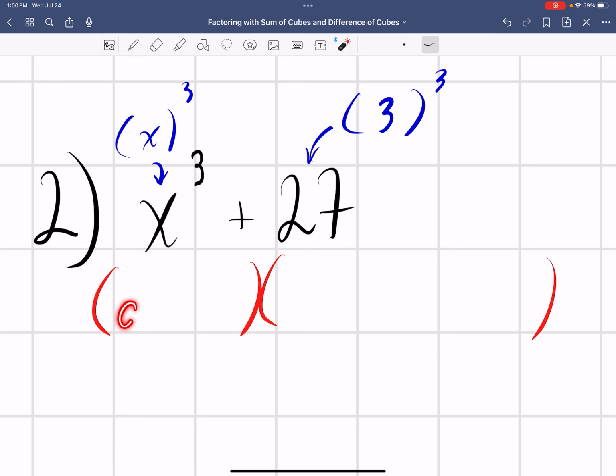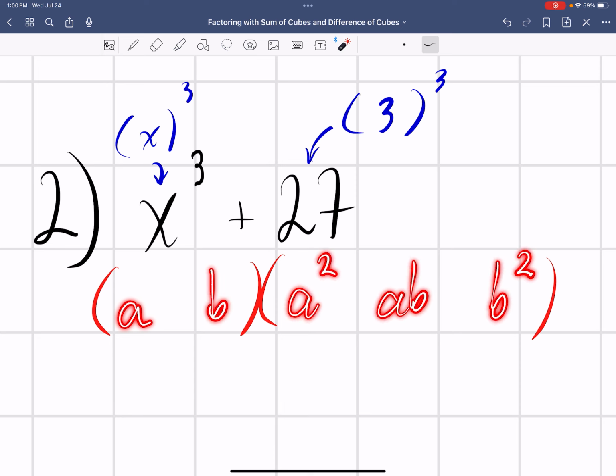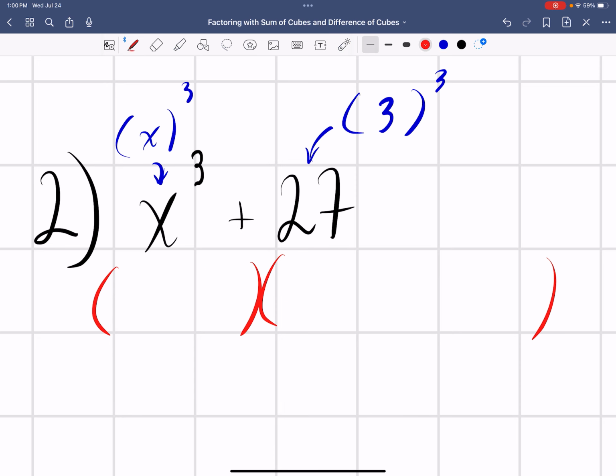So again, it goes a, b, a squared, ab, b squared. So first we have a, which is x, b, which is 3, a squared, which is x squared, ab, which is 3x, and b squared, which is 3 squared, so 9.